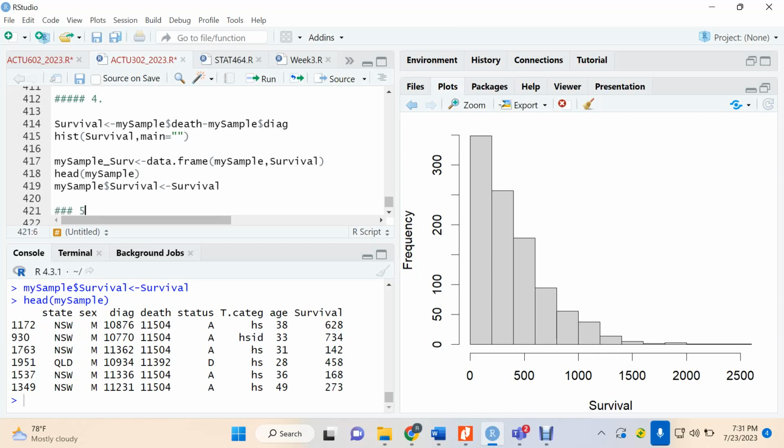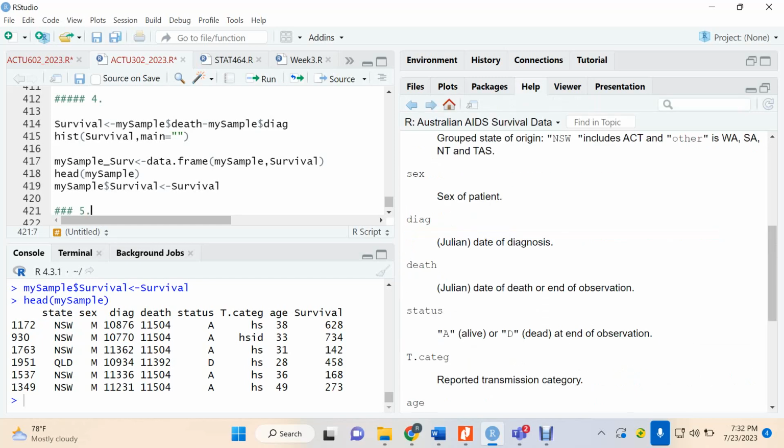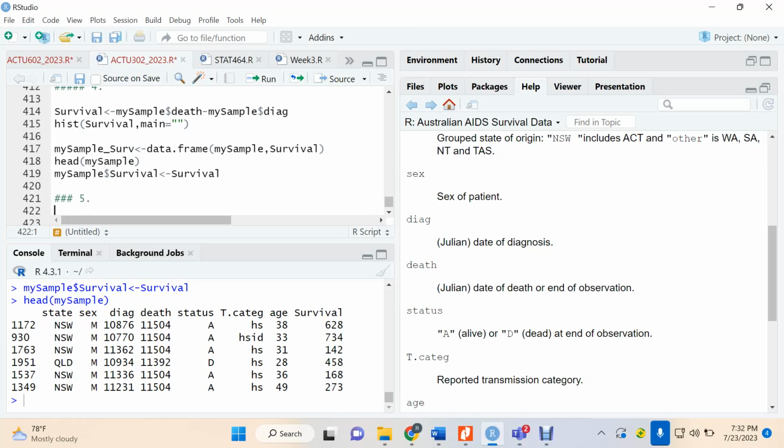Now 5 is that compare the survival time according to the status of the patient. Remember that you must study the data. There is status, which is whether the person is alive or dead, isn't it? So what we are saying is that you must group the survival times, the one that you have computed, according to those who are alive and those who are dead.